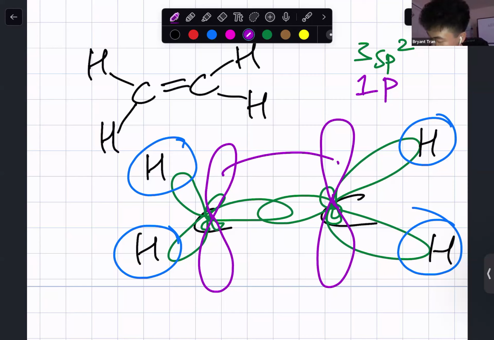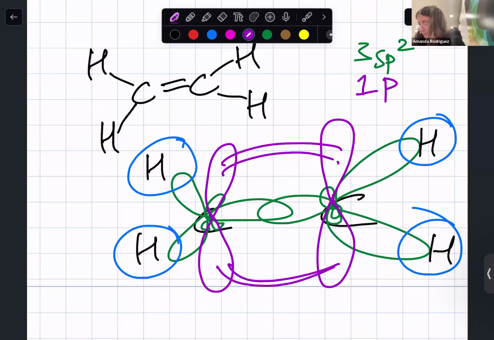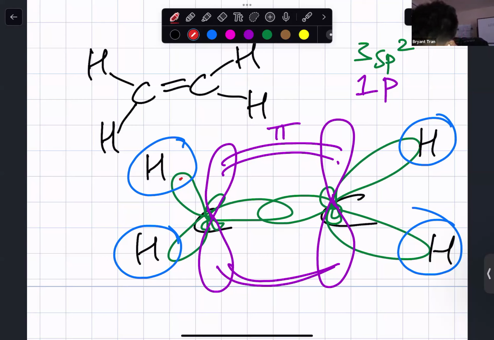And you know how these two p orbitals are parallel to each other? Like they're side by side, like that? That is called a pi bond. That's the pi bond right there. And I'm gonna draw out the valence electrons of the carbons here. Like this is, let's say, 1, 2, 3, 4. And this carbon here also has 1, 2, 3, 4.